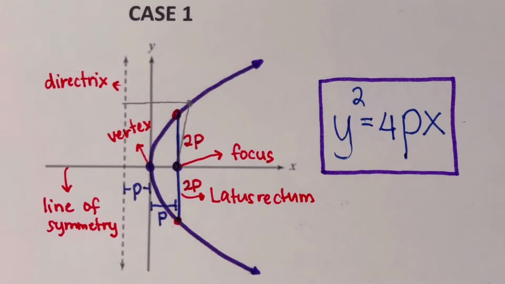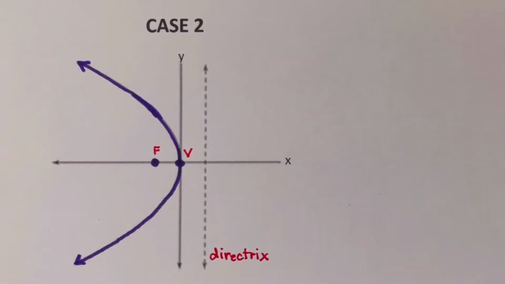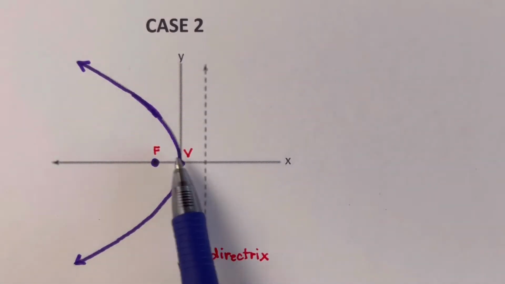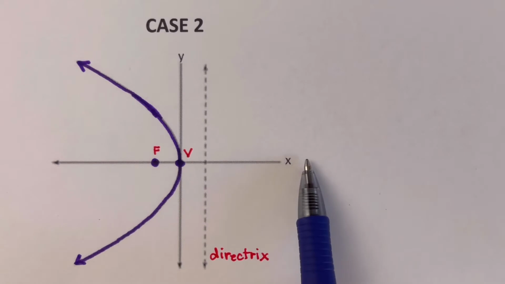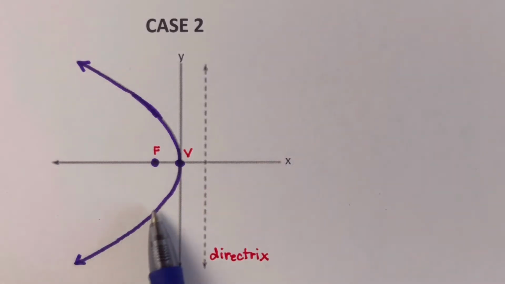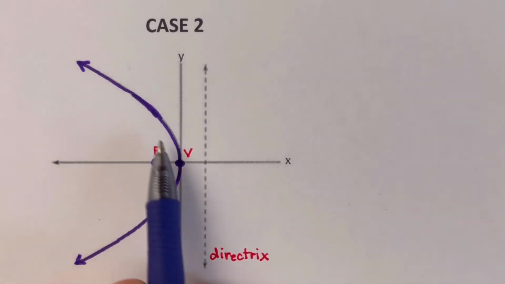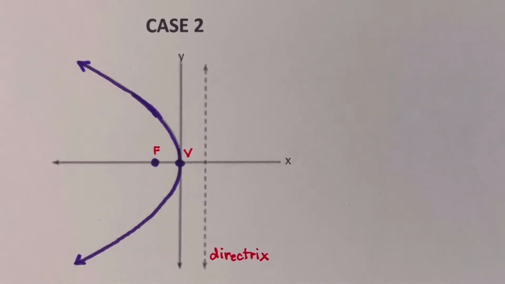Now let's look at the second case. In the second case, the parts of the parabola would always be the same. We have the directrix, the vertex, the focus. This is the line of symmetry, and this is our parabola right here. If you notice, the parabola in the second case opens to the left since the focus is on the negative x-axis. Again, remember that the parabola opens to the side where the focus is.